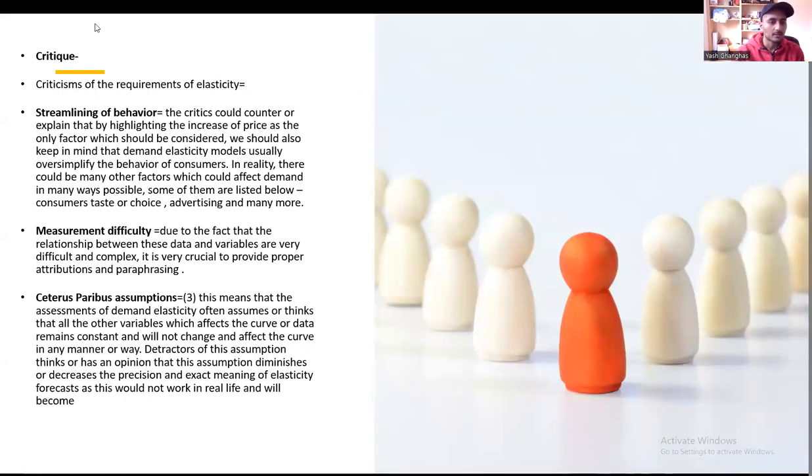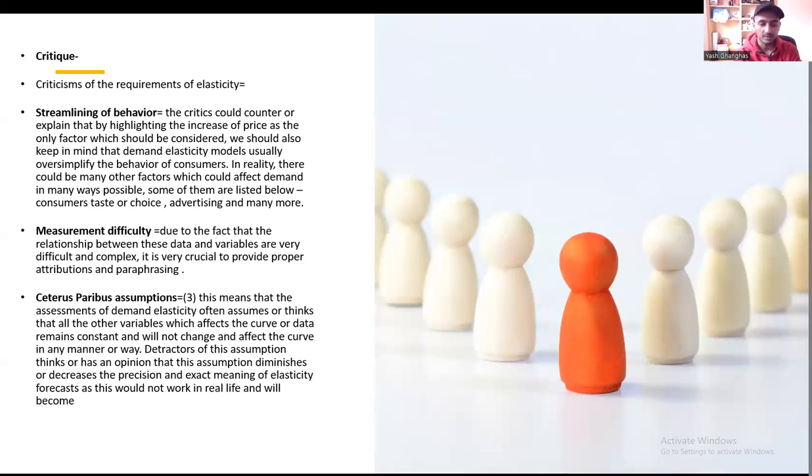In this slide, we have three critiques, like we are assuming three things. First of all, streamlining of behavior. Some critics would counter a claim by highlighting the increase of price as the only factor which should be considered. There are some people who think that price is the only thing that matters, but there are many other factors which also affect things, which we will present in further slides. So we should not just consider price; we should also look at other factors such as taste, advertising, and many more. We cannot just say that this is good because of one factor. So this is one measure.